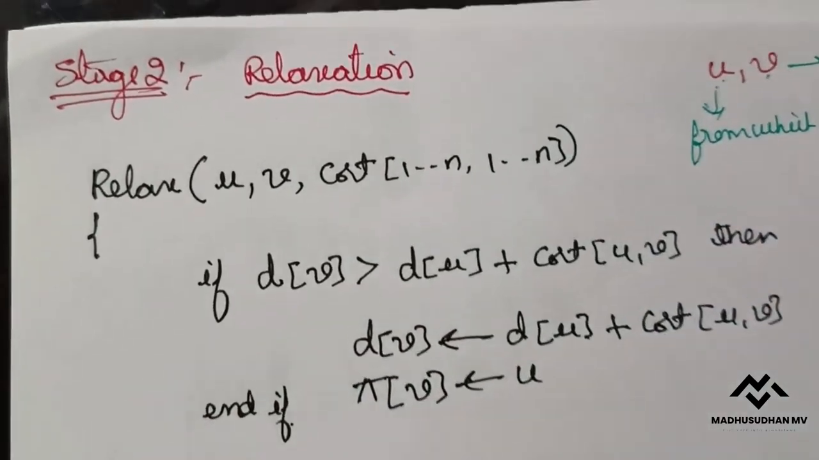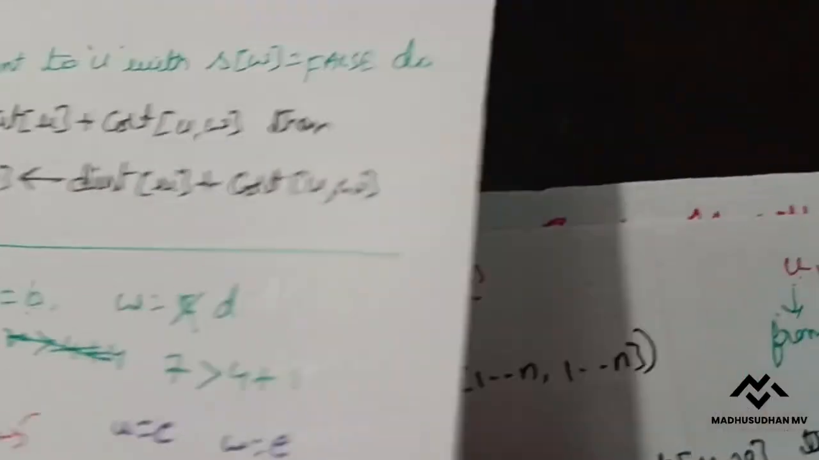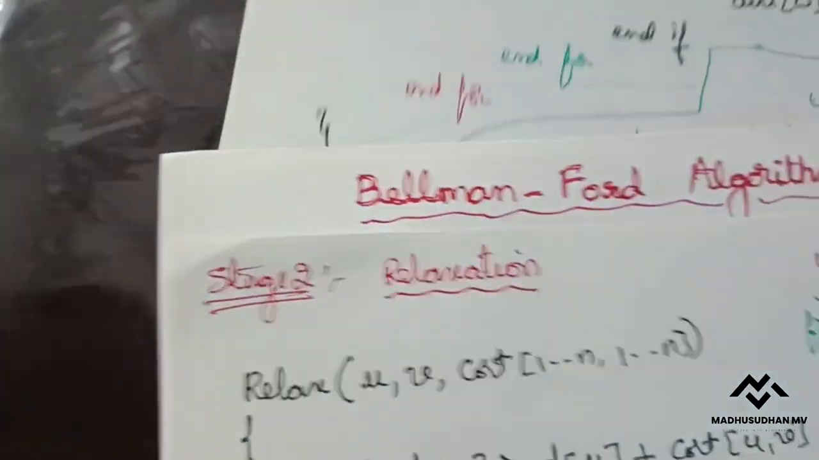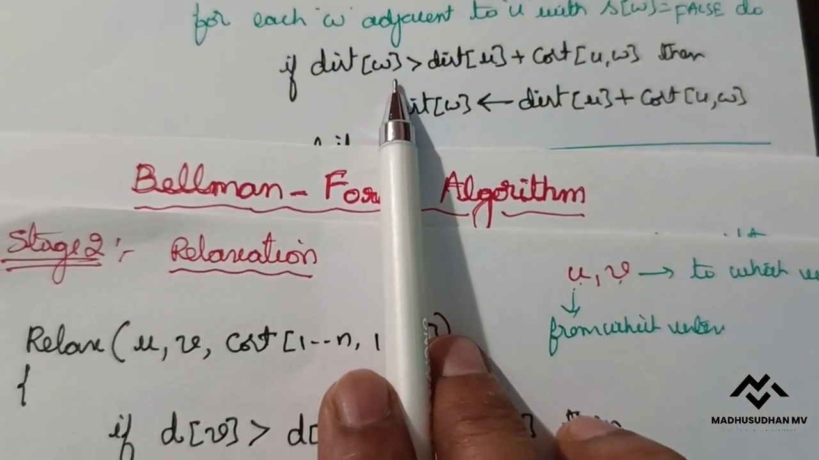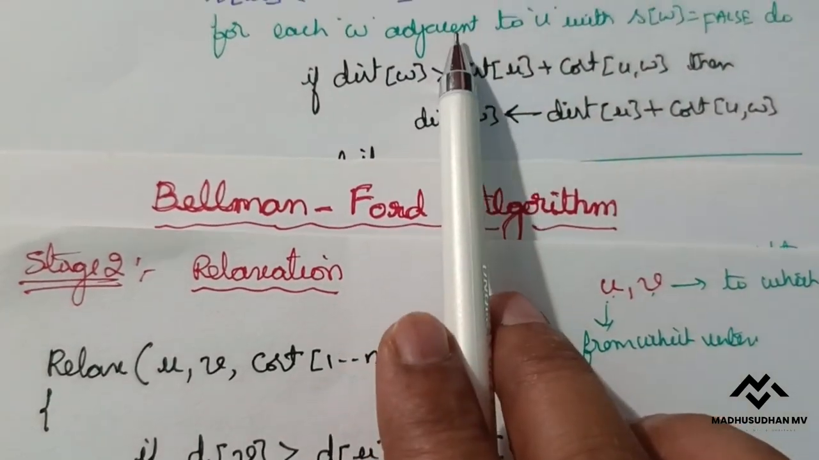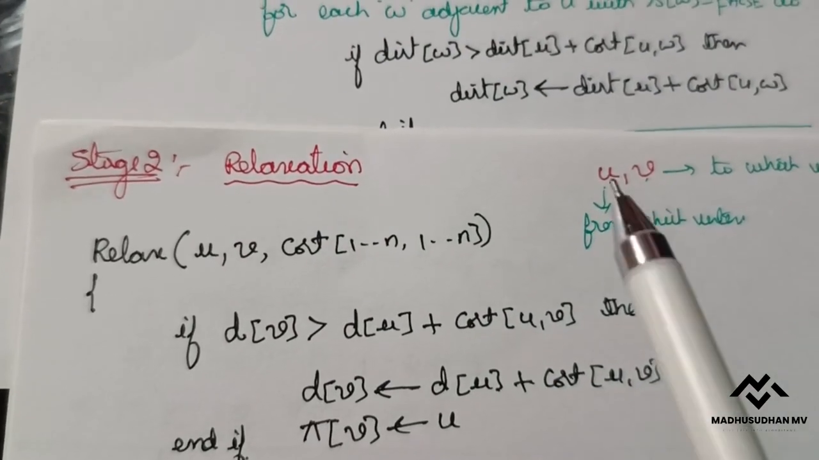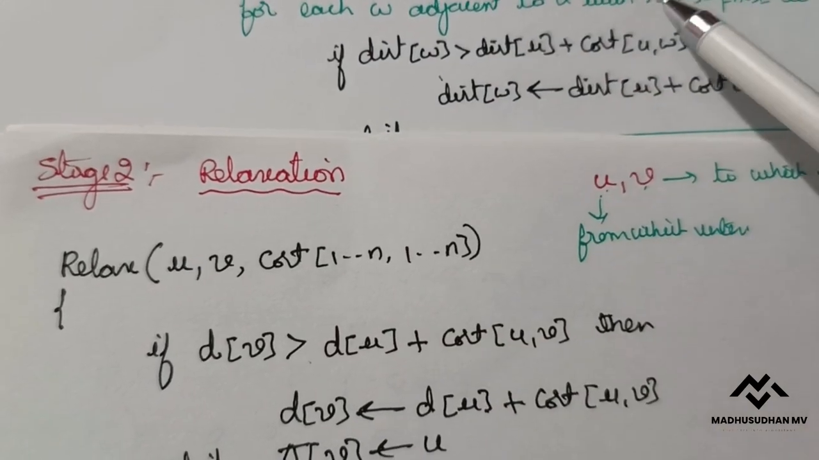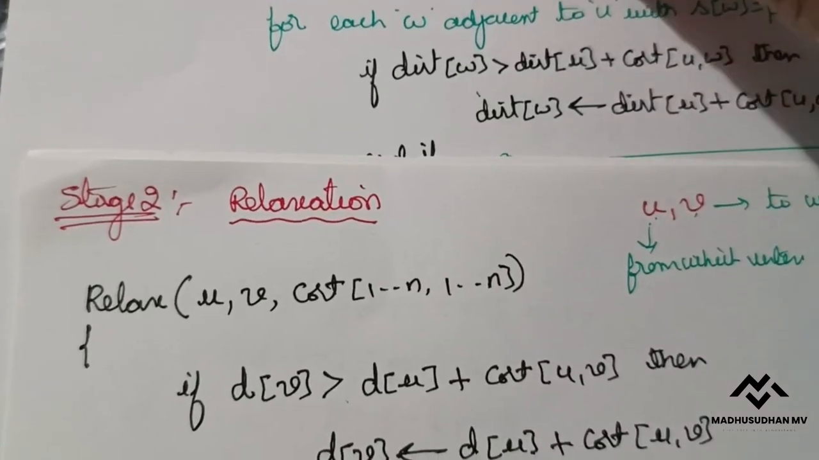Okay, this is the same as what? See, if you observe Dijkstra's algorithm, in Dijkstra's algorithm also we use the same formula. Here it is U comma W, here U comma V, that's it. W is replaced by V. Other than that, everything is the same. If you observe, W is replaced by V. Same U, cost of U comma W, U comma V, that's it. Okay, everything is the same.